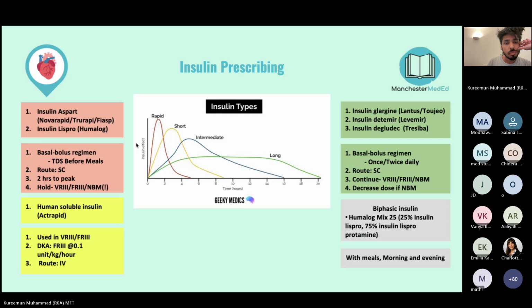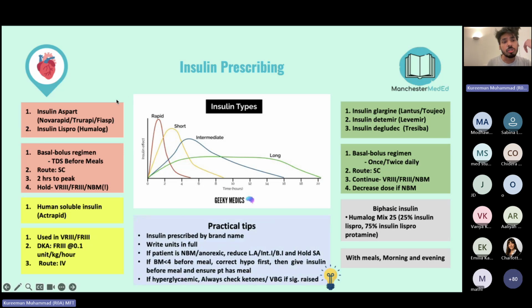Next is biphasic insulin. Biphasic just means it combines a rapid acting plus an intermediate or a long acting. It would give you the same shape of that graph, but it also depends whether you're giving an intermediate or long acting with it. So you give it twice daily, at the time the patient is having their meals, basically.